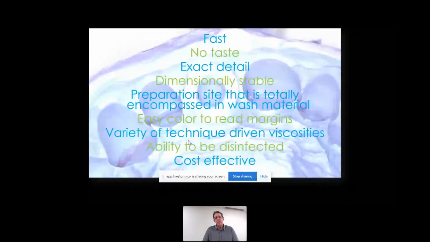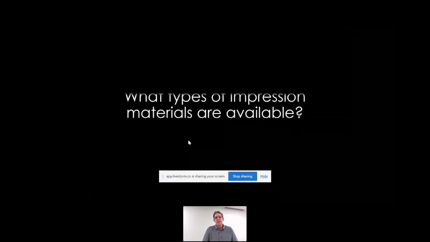Obviously, we need an easy color to read the margins. We need a variety of technique-driven viscosities. This is very, very important to assure an optimum result. We need to have the ability to disinfect these impressions, especially now with COVID. And then, of course, for you folks, it needs to be cost effective.